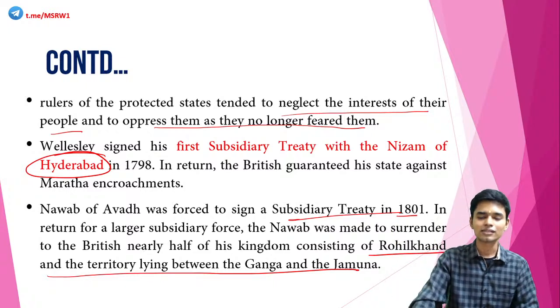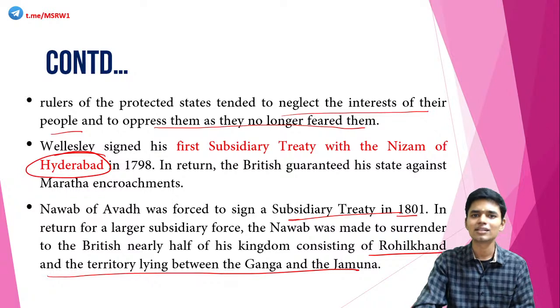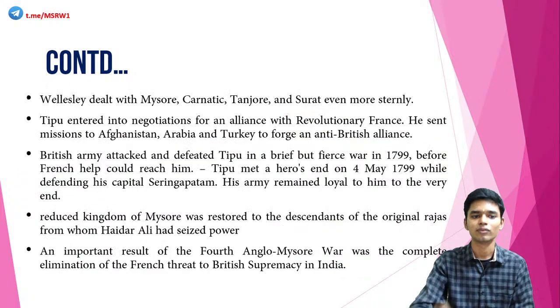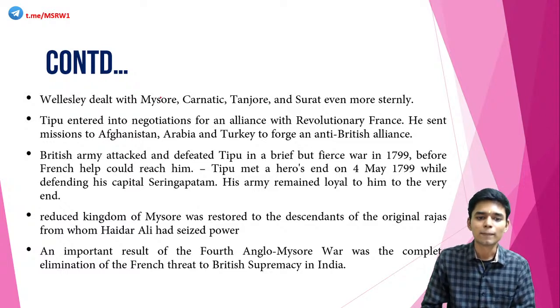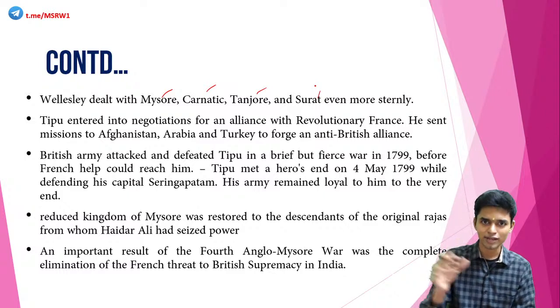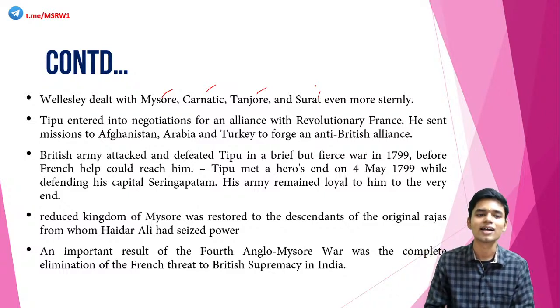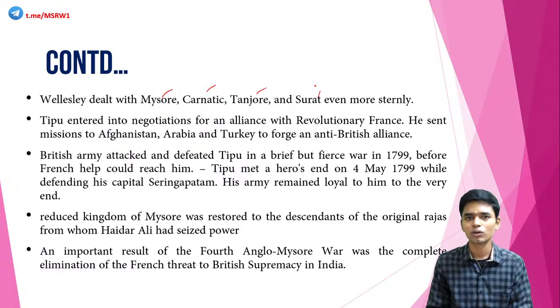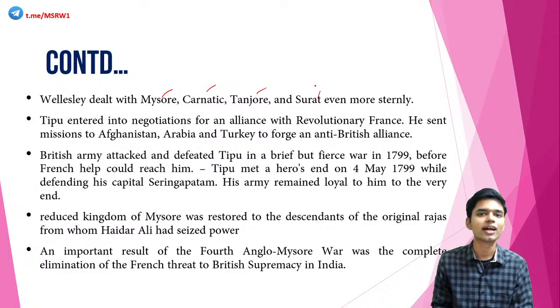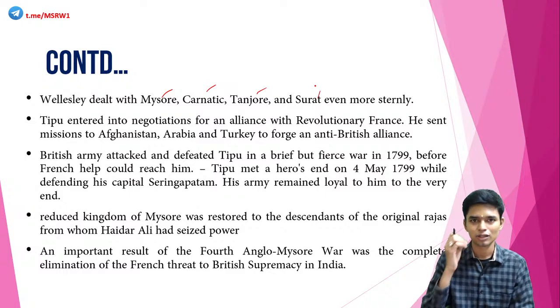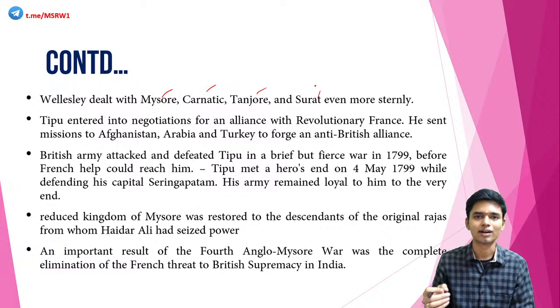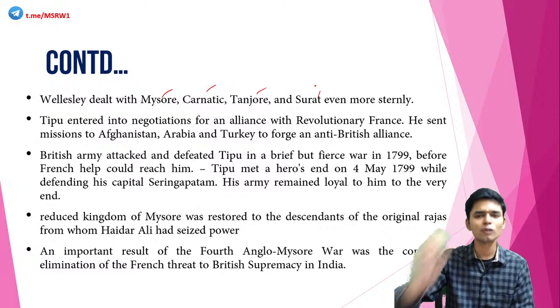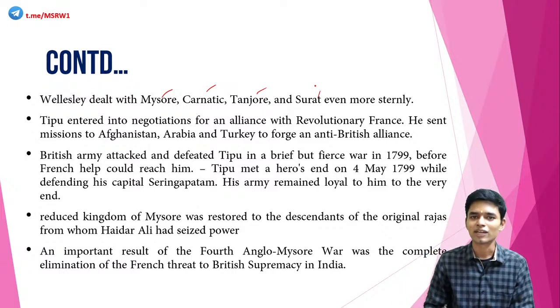So basically the British employed various tactics to conquer Indian territories one by one. Now, Wellesley dealt with Mysore, Carnatic, Tanjore, and Surat even more sternly. Now one by one, everything is coming into the hands of Britain. So now we see the fourth Anglo-Mysore War. Tipu Sultan, although decisively defeated in the third Anglo-Mysore War, was not ready to give up until now. Tipu Sultan would by no means accept subsidiary alliance. He was a very proud personality.